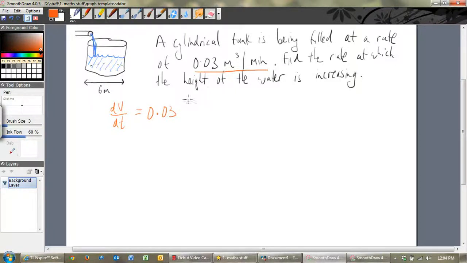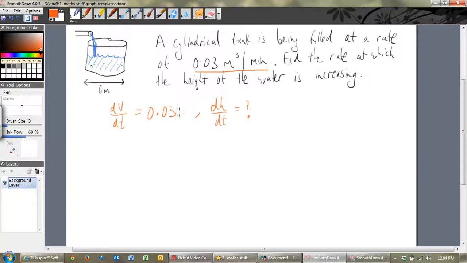Okay, need to understand that. dV by dt. If you don't know what it means when it's filled at a rate, look at the units that are in the answer, and that'll tell you volume over time, dV dt. What we want to do is find the rate at which the height of the water is increasing. In other words, what is the change in height over time? What is dH dt equal to? So that's what we need to find.